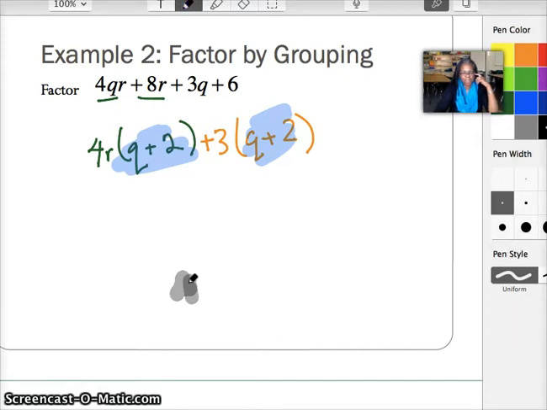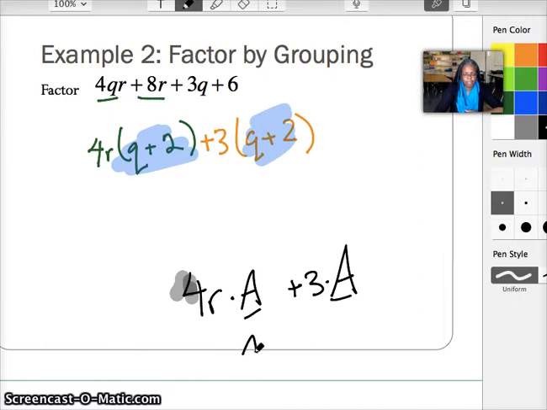If this problem were 4R times A, plus 3 times A, you would tell me, okay, let's see if we could factor something out of both terms. And using the last method that we did, you'd see that the A's are the same. You'd factor the A out, and you get 4R plus 3. And you'd feel pretty comfortable because you know if you multiply back through, you would get the same 4RA plus 3A, right?